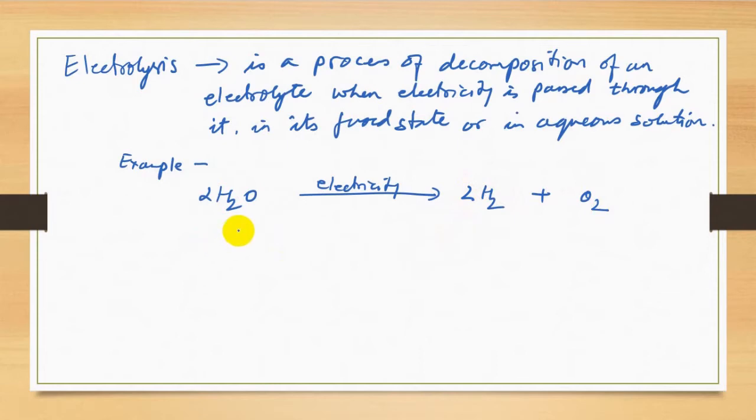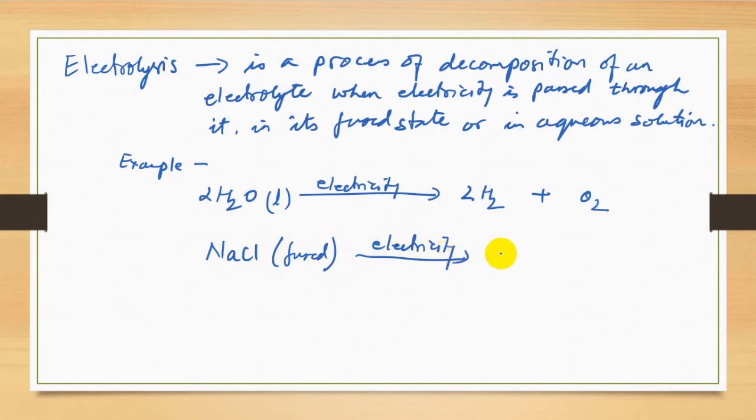I could have taken any other thing. Water is a liquid itself, so we don't have to do anything. But if I had taken, suppose, NaCl, then this NaCl has to be fused or molten, isn't it? In this, we are passing electricity. What will happen? This will break up into sodium and chlorine, but chlorine is Cl2, so balance it. It will be balanced this way.